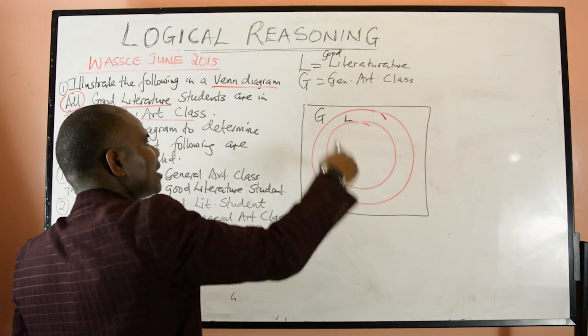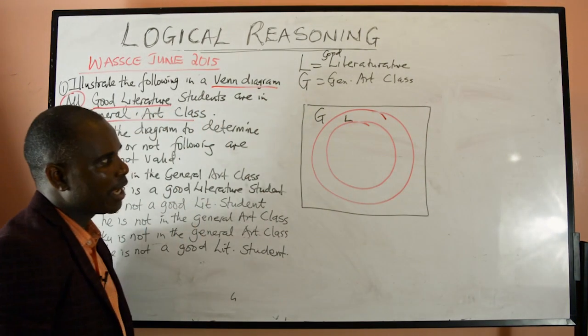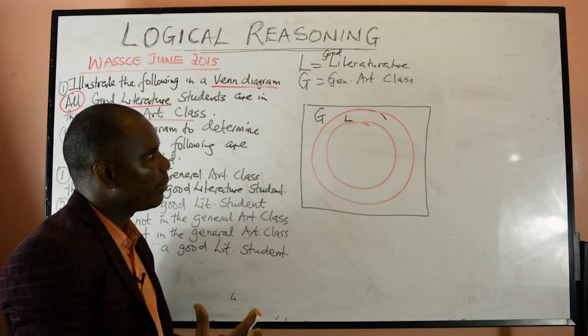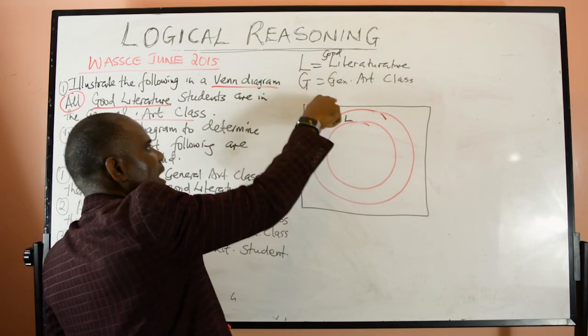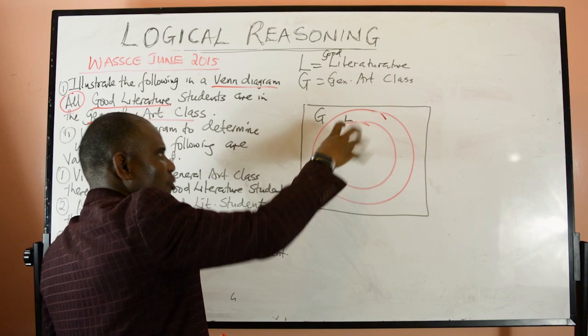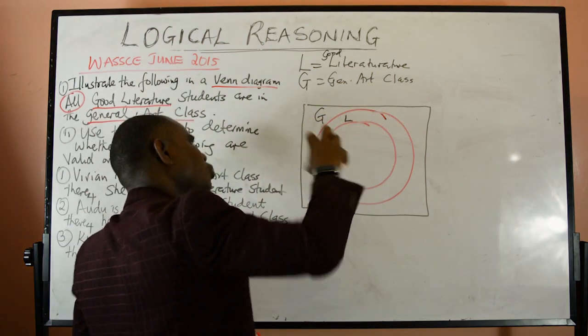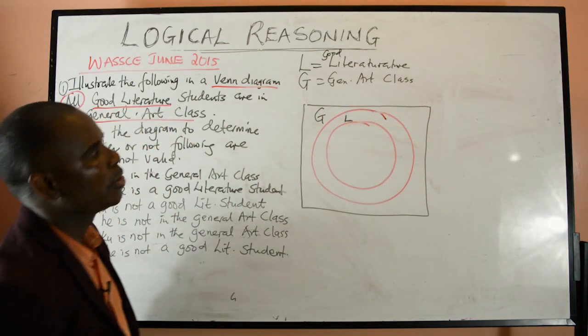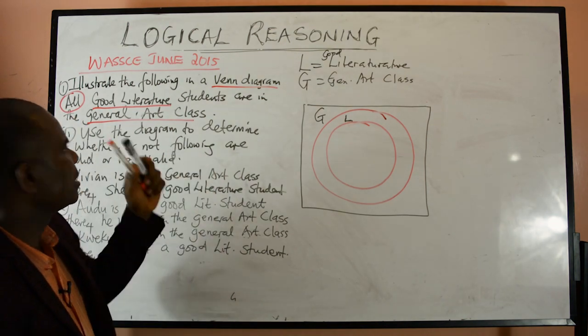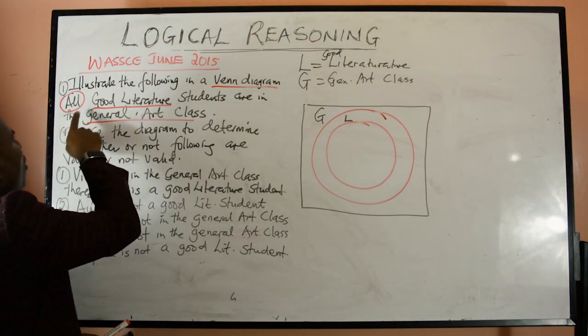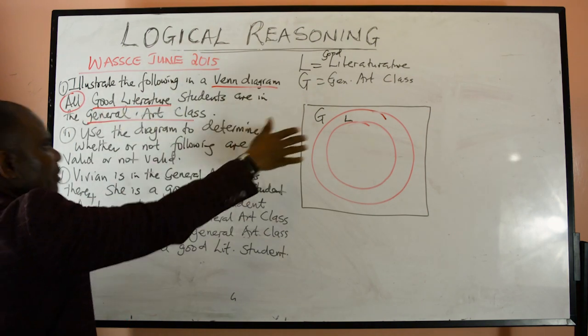Good literature students are inside the general art class, so L is all encompassed inside the G class because all the good literature students are found inside the general art class. So it means the general art class circle swallows the good literature student circle. So it's all of them in there. So that is the first question. It says illustrate in a Venn diagram. That is the first question.